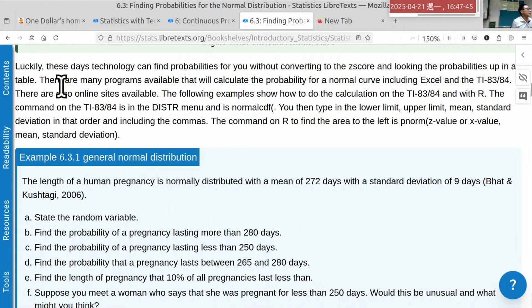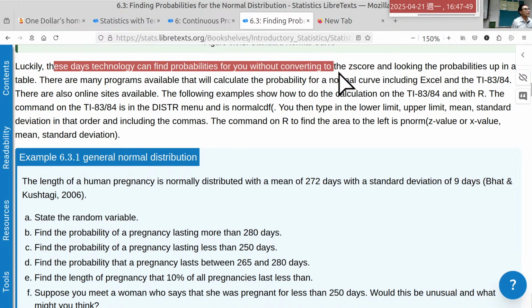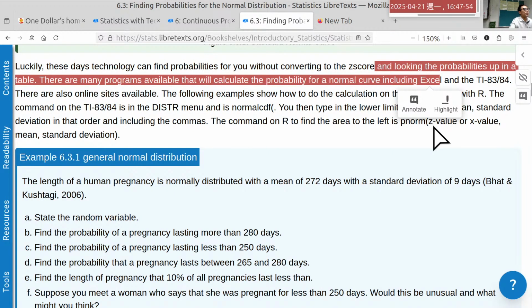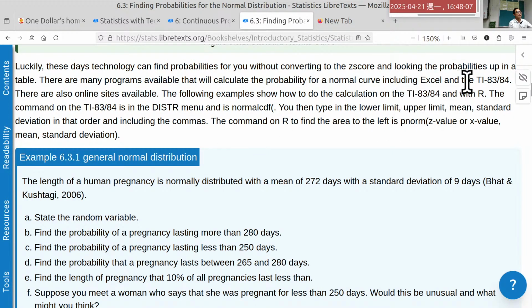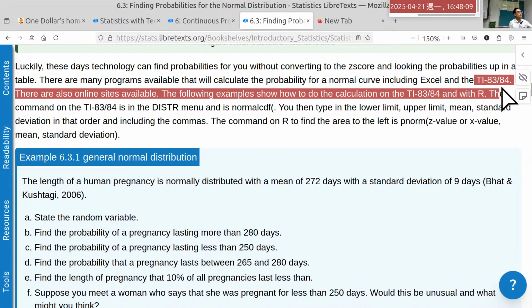Luckily, these days technology can find probability for you without converting to the z-score and looking the probability up in a table. There are many programs available that will calculate the probability for a normal curve, including Excel and the TI-83/84. I would also like to share some useful online applications. They are free to use.